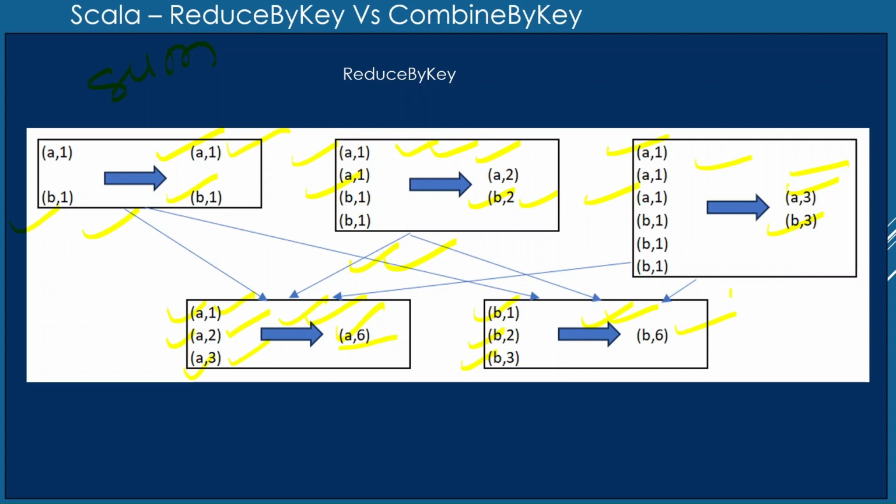So in reduceByKey, first the aggregation function is applied locally on each and every partition, and when the aggregated result of each partition comes, then the shuffle operation is going to happen, and the data will move across different partitions based on the key. And when the data moves to the partition, again the aggregation function is applied. Here the aggregation function is sum, so it is applied here, here, and here also.